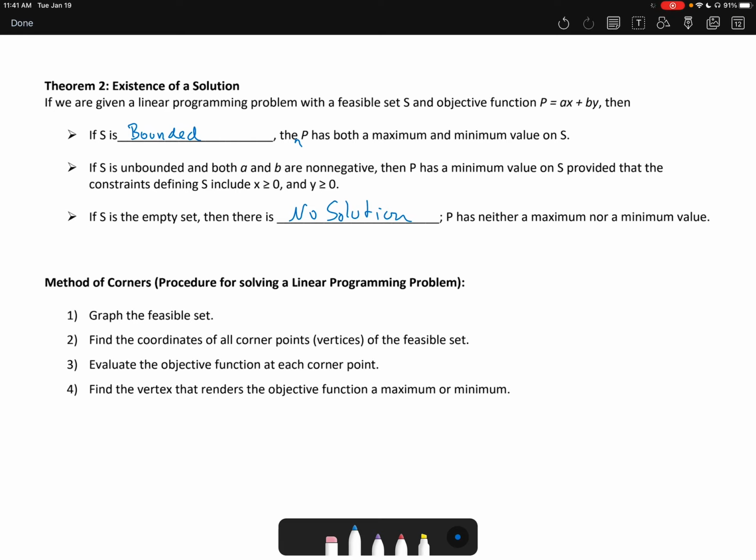The procedure that we're going to use in this section to solve these linear programming problems is called the method of corners. We're going to graph the feasible set, which goes back to the section we've just covered. We're going to find the coordinates of all the corner points or vertices of that feasible set. Then we're going to evaluate the objective function at each of those corner points and figure out which vertex gives you the max or the min answer.